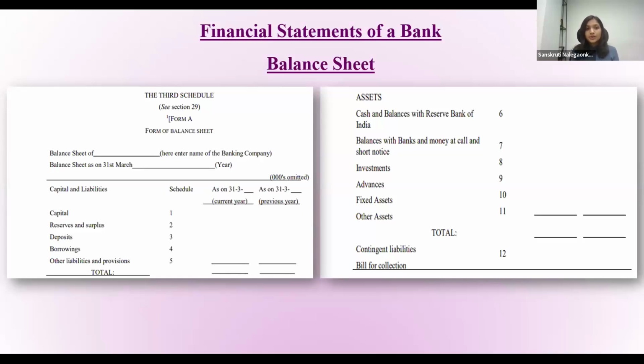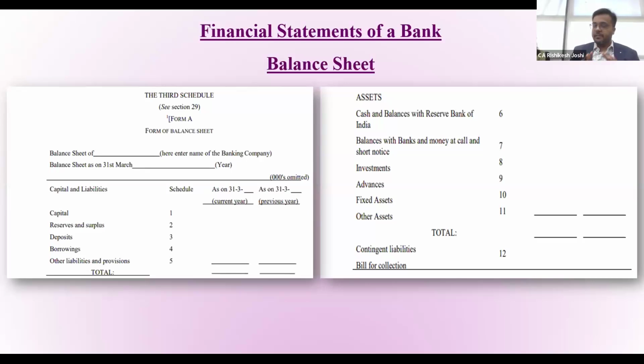And the last schedule, Schedule 12, is for contingent liabilities. These are the off-balance sheet items that may become liabilities in the future. Understanding all of this helps to assess a bank's true financial health. Right. So Sanskruti just mentioned that banks' financials are made in accordance with the Third Schedule, which is Form A of the Banking Regulation Act. Many times people get confused whether it is the Companies Act that is applicable.